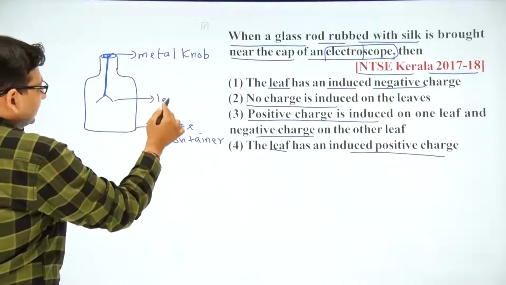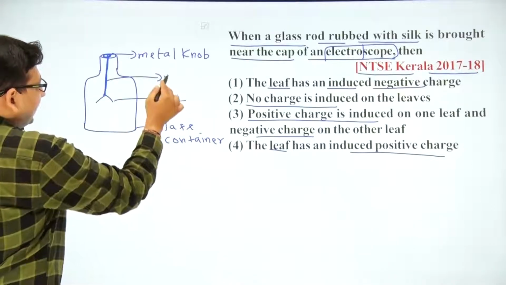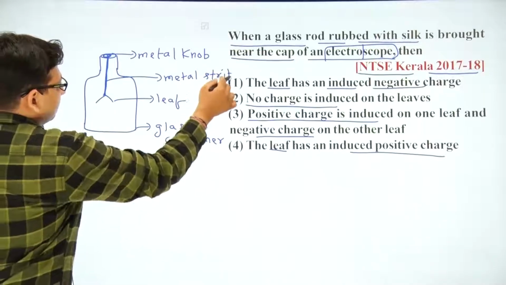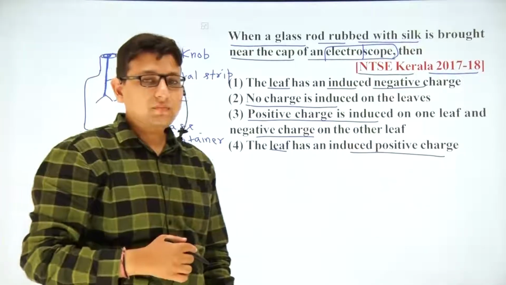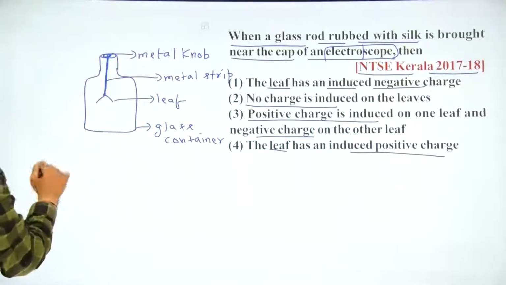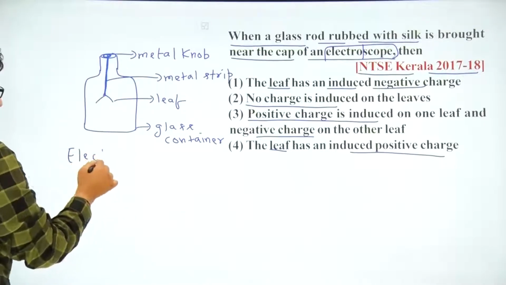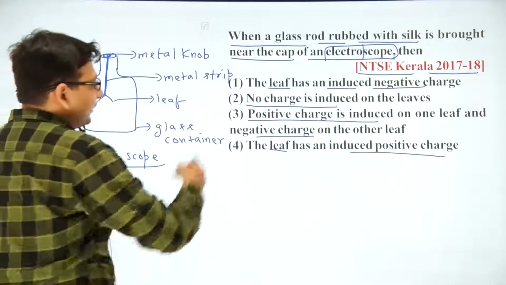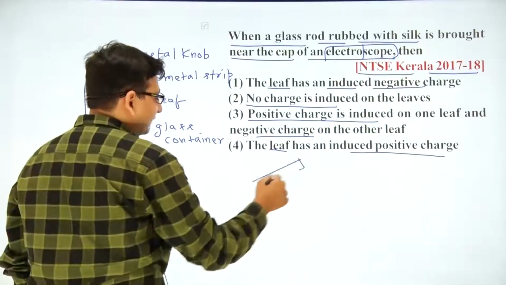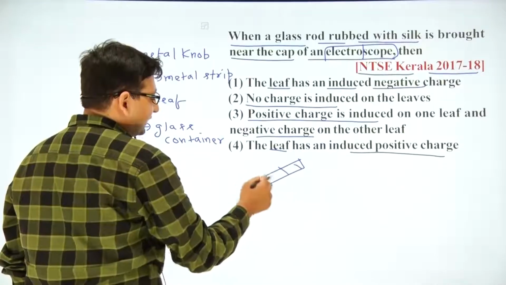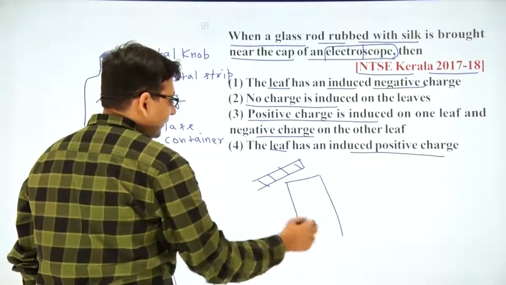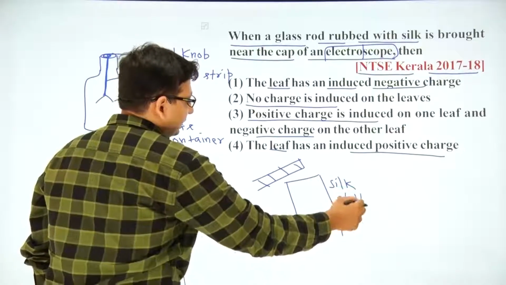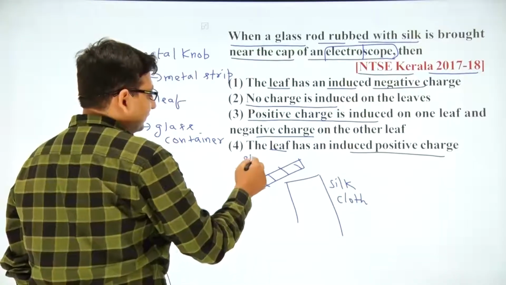This is the leaf, and this is my metal strip. This complete setup is my electroscope. Now what we are doing: a glass rod is taken and rubbed with a silk cloth. Suppose this is my silk cloth and here we have a glass rod.